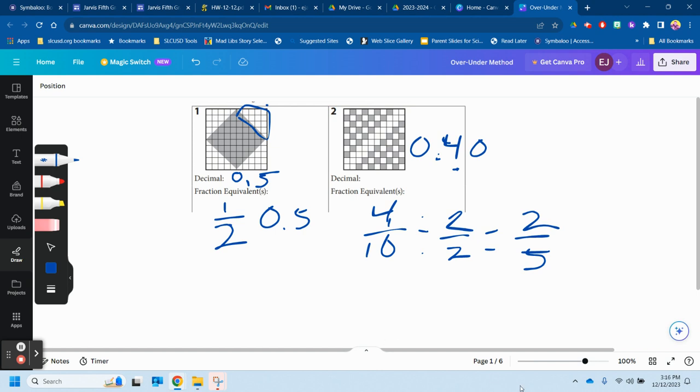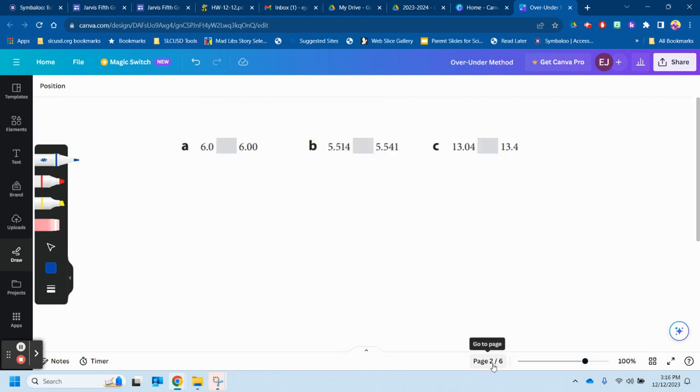Okay, so let's move on. So we have 0.5 or 1/2 for number 1. And for number 2, we have 4/10 or 2/5 for the fraction and 4/10 or 40 hundredths for the decimal. More proper to say 4/10, in my opinion.